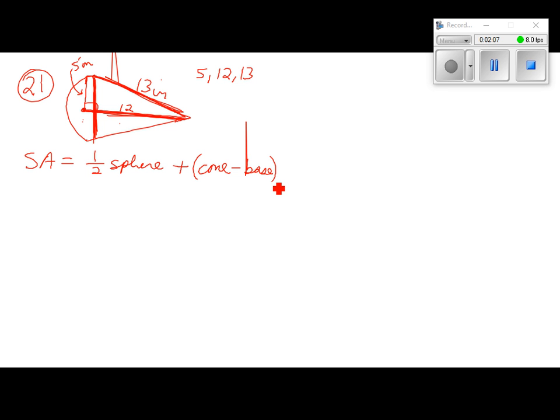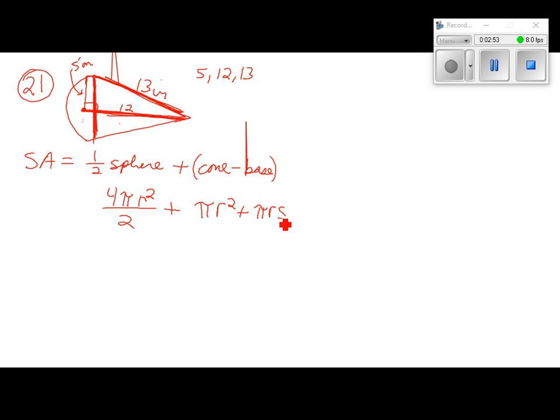The formula for the surface area of a sphere is 4 times pi times radius squared. But we only want half of that, so we're going to divide that by 2 once we get that answer. And for the cone, the formula for the surface area of a cone is pi times radius squared, and there's actually 2 formulas that we could use. I'm going to use the one that deals with the slant height because we already knew the slant height. So it's pi times radius squared plus pi times radius times s.